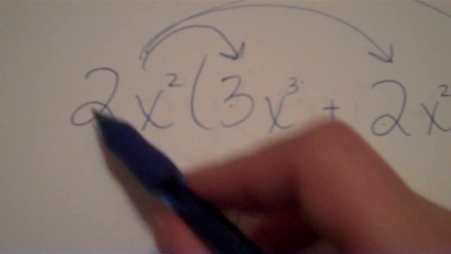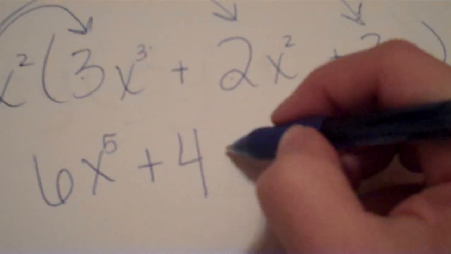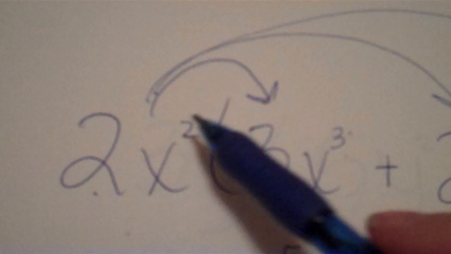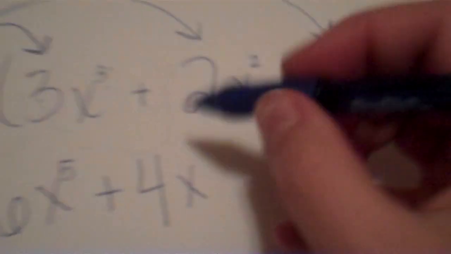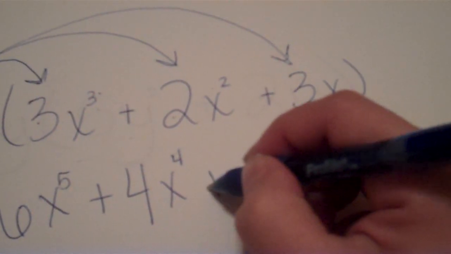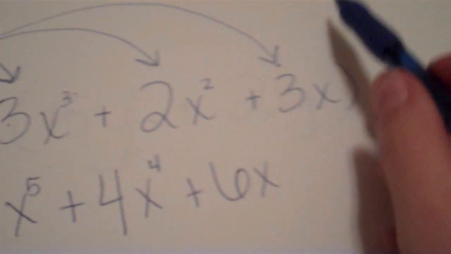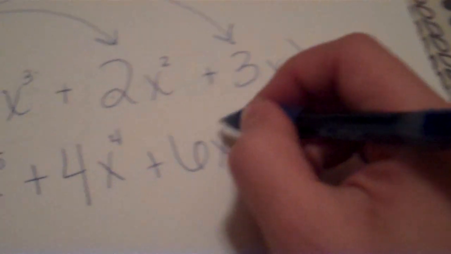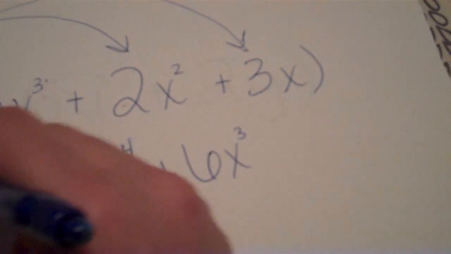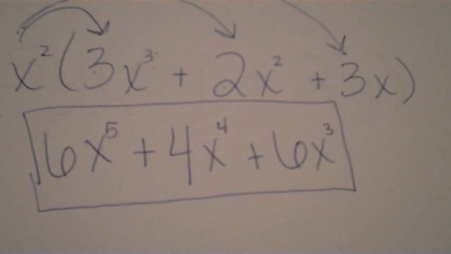Okay? 2 times 2 is 4, or positive 4. X comes down. We add our exponents. 2 plus 2 is 4. And last one, 2 times 3 is 6. Bring our x down. 2 plus, there is no exponent, so it's a 1. So 2 plus 1 is 3. And that's your answer. Okay?